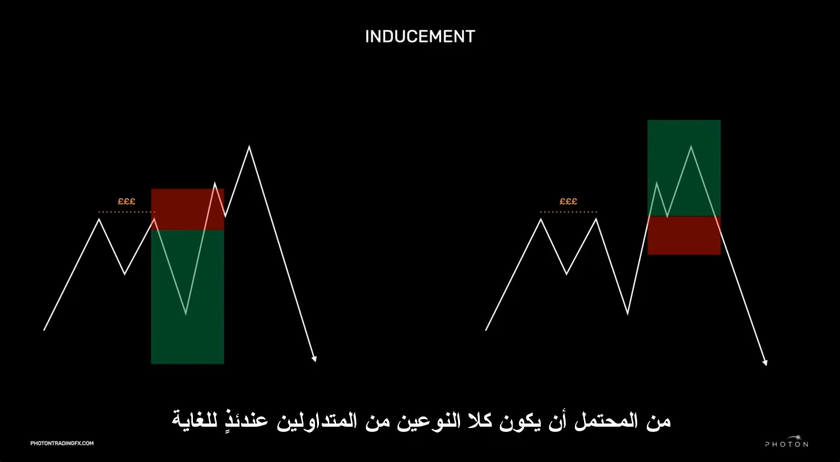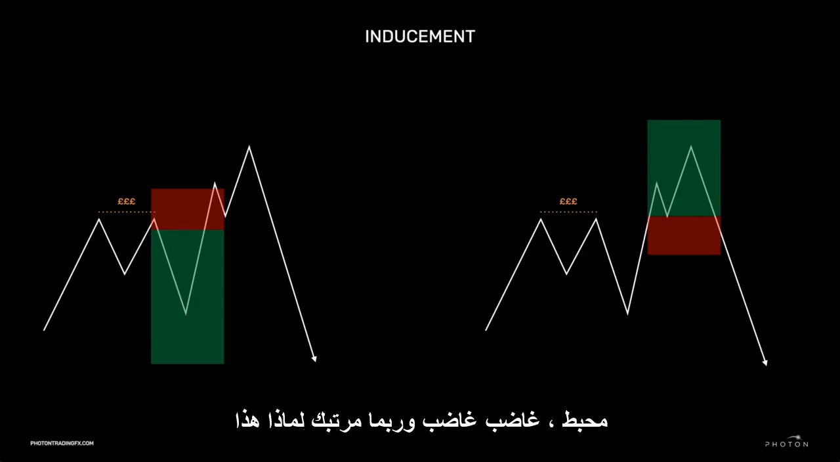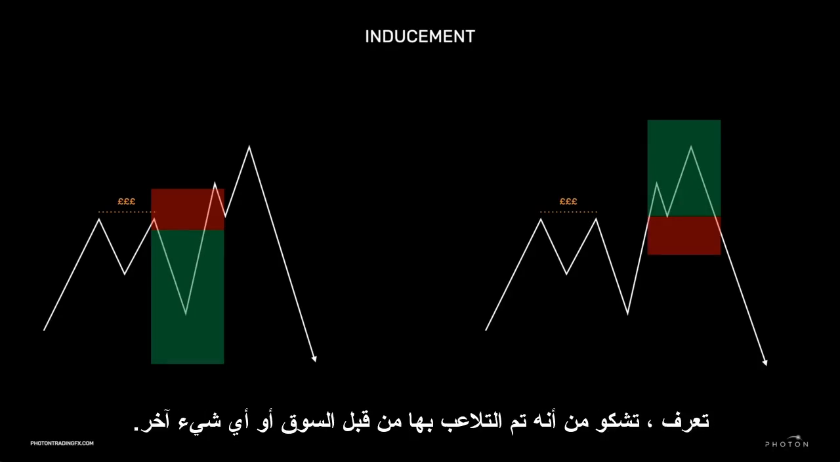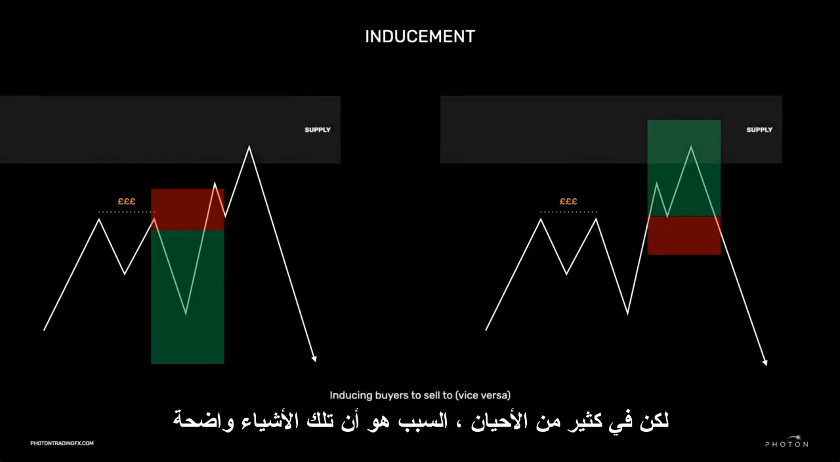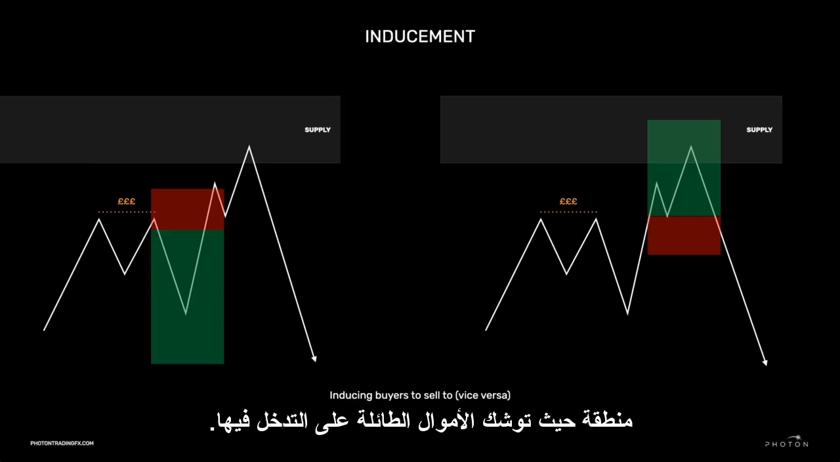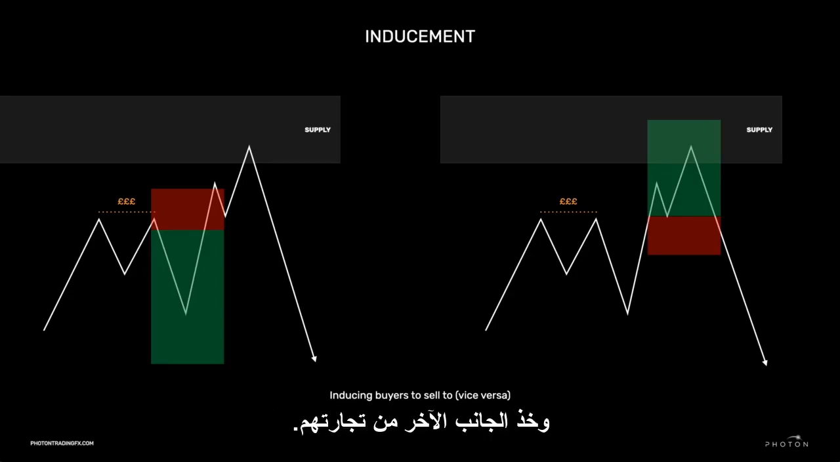Both of these types of traders are probably then extremely frustrated, angry, pissed off, and probably confused as to why this has then happened. And you'll often hear people refer to this as a stop hunt and complain that they were manipulated by the market or whatever. But a lot of the times, the reason why is because those obvious structural levels in the market formed just in front of a key area where big money is about to step in and take the other side of their trade.